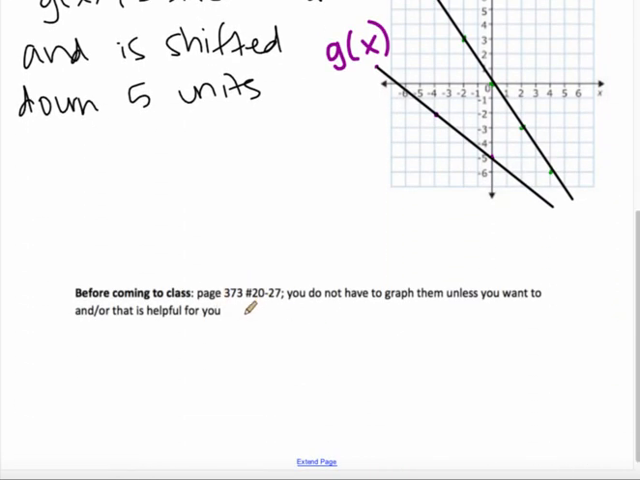Before coming to class, you need to do page 373, number 20 through 27. You do not have to graph them unless you want to and or that's helpful for you, okay? But answer the questions about the transformations before coming to class when these video notes are due. Enjoy, and I will see you in class.